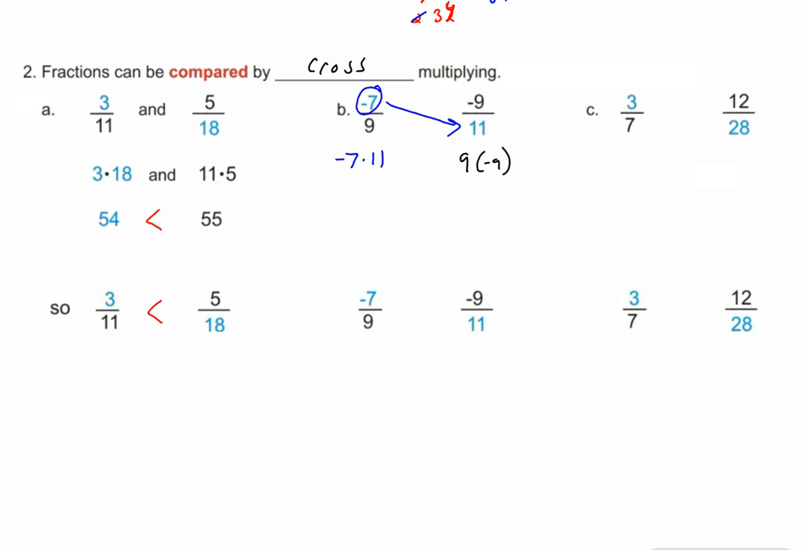That's why I color-coded them for you. Bottom left times top right. You have to cross multiply. But the left one is always top left, bottom right. So now we can all hopefully understand this is a negative 77, and this one is a negative 81.